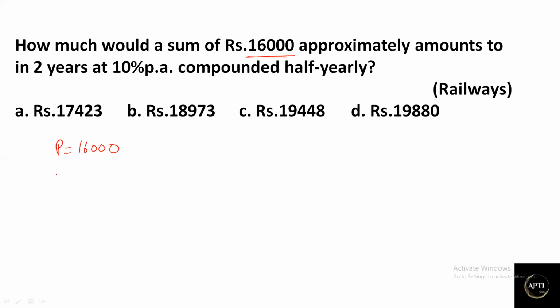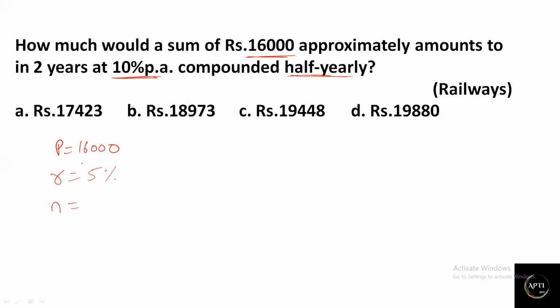Now we have r equals 10%, but you need to be very careful here. We should not consider the R value directly as 10%, because it is compounded half yearly. Half yearly means divide by 2. What is 10 by 2? 10 by 2 means 5%. R value is 5%.